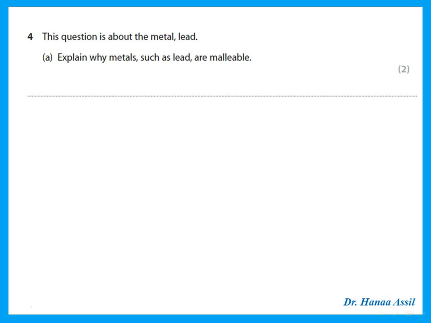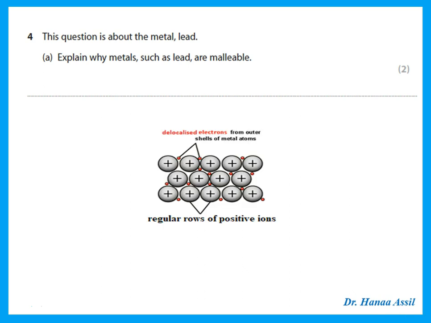This question is about the metal lead. Explain why metals such as lead are malleable. So in general, why are metals malleable? Remember that this is because the layers of positive ions can slide over each other easily when heated or hammered.